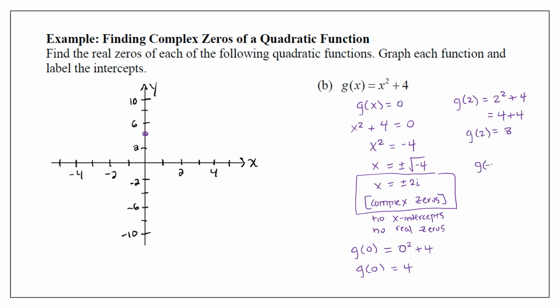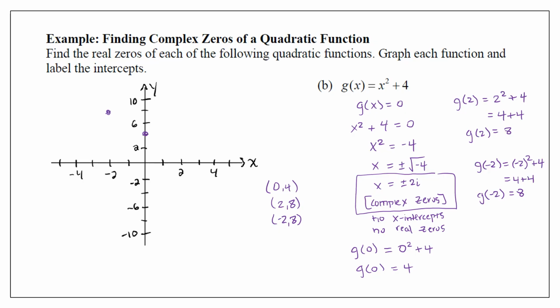And let's do negative 2 on the other side. So negative 2 squared plus 4. That would be 4 plus 4, which also equals 8. So g of negative 2 equals 8. So my 3 ordered pairs are (0, 4), (2, 8), and (negative 2, 8). Okay, so negative 2, 8.